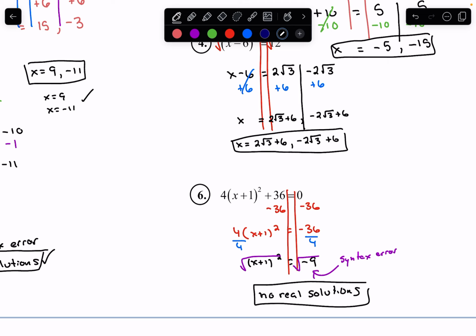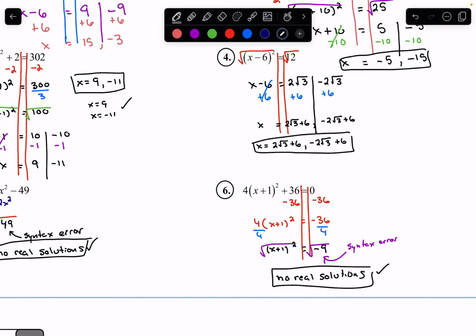My answer is that there's not an answer. And we'll worry about the what and the why a little bit later. For now, that's a great answer. If you try to square root a negative number, it's impossible. So just write down that there's no real solution.